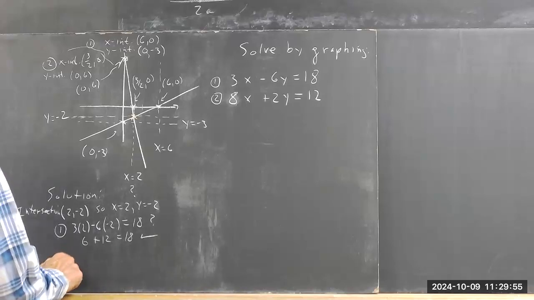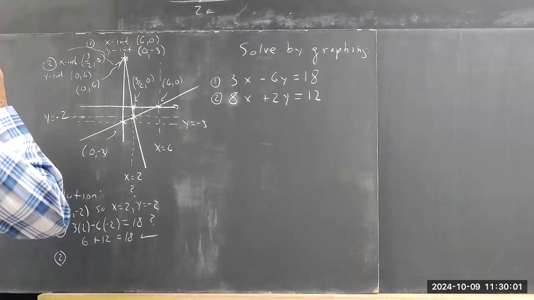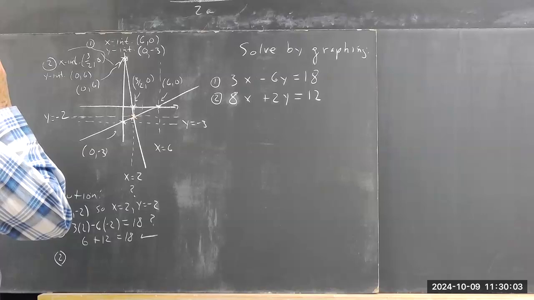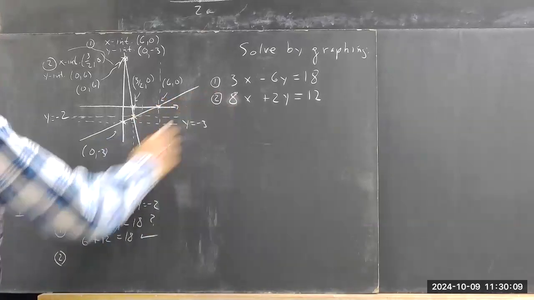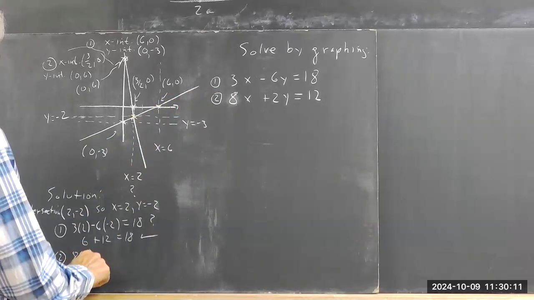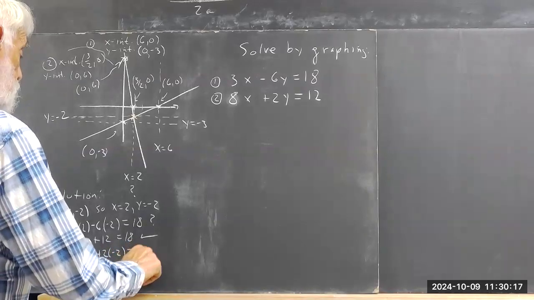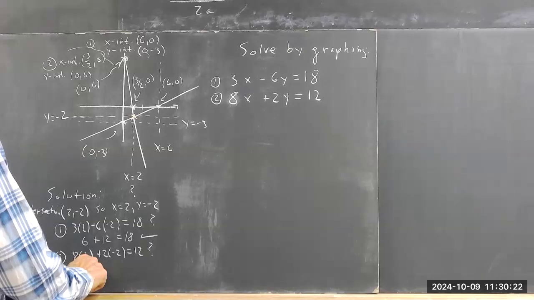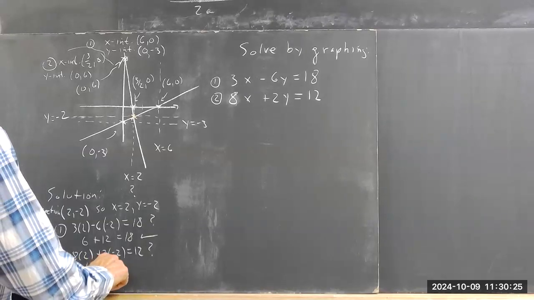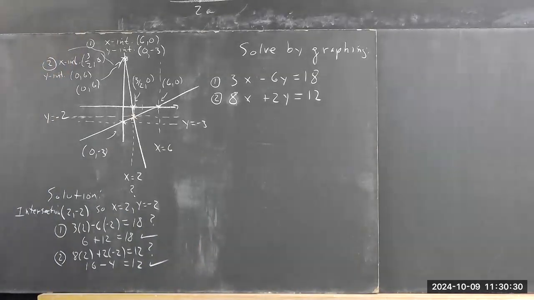And then we take equation 2, and we plug in 2 for x and negative 2 for y. We're going to have 8 times 2 plus 2 times negative 2 equals 12. Put a question mark in that. We want to check and see if it's true. But this gives us 16 minus 4 equals 12. And we know that's true. Okay. So that is our solution.